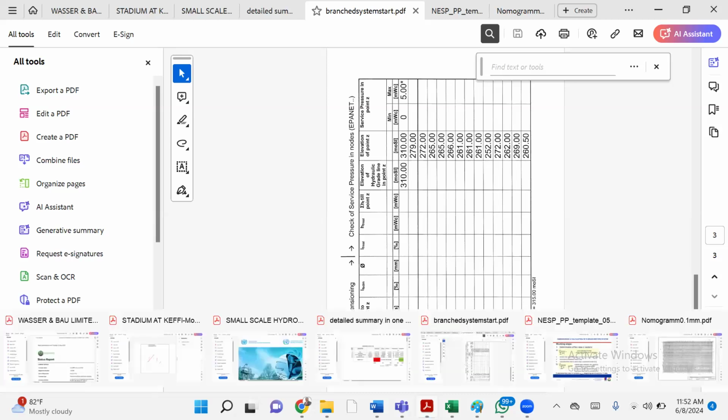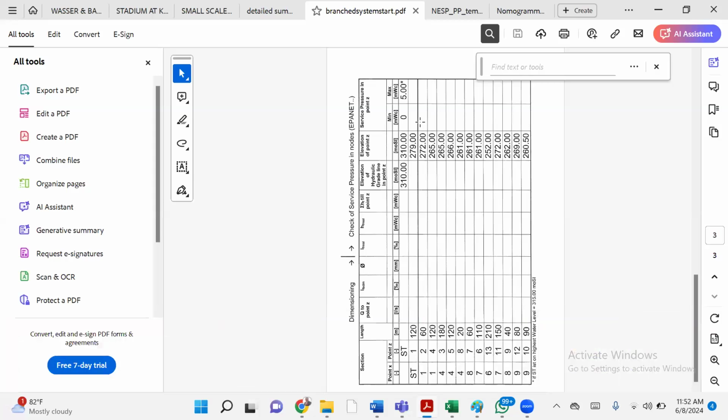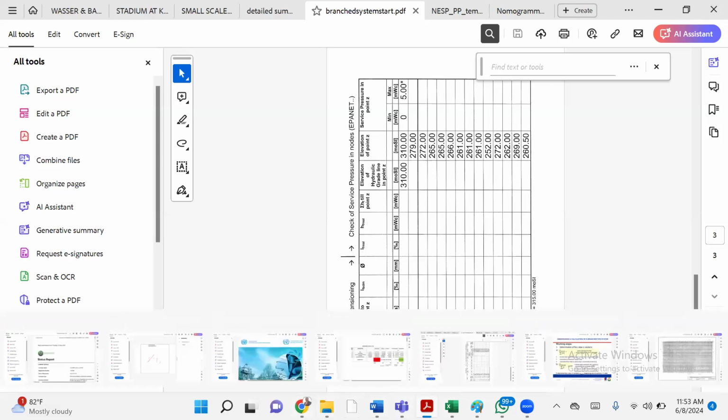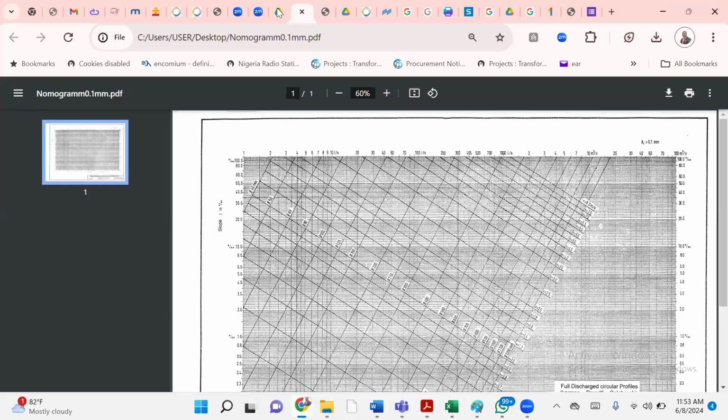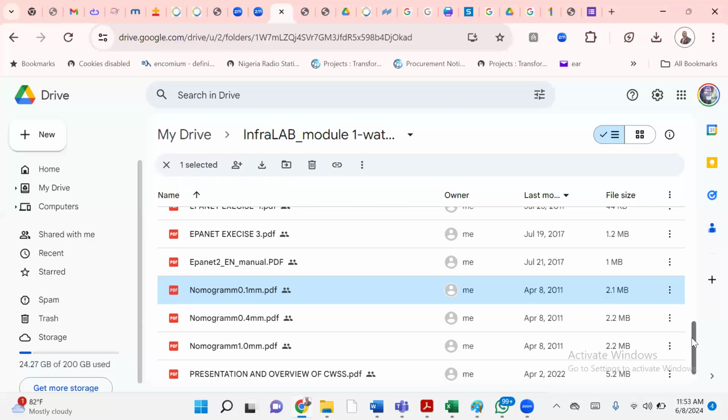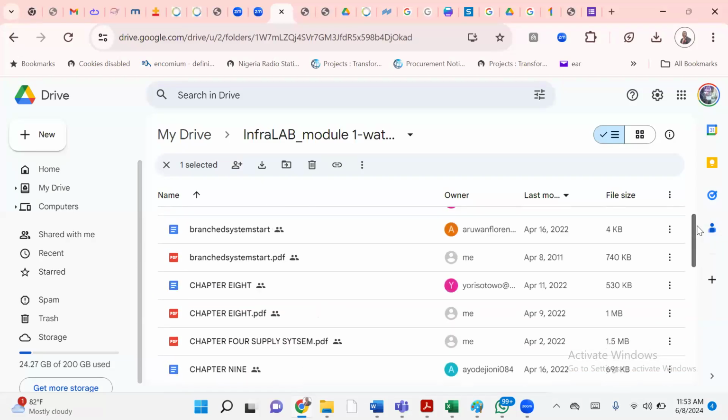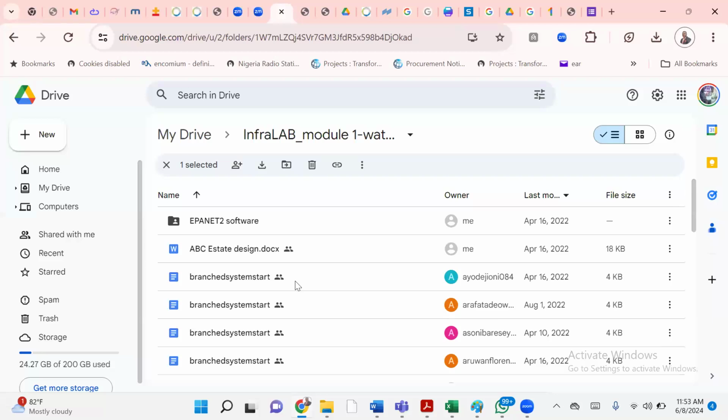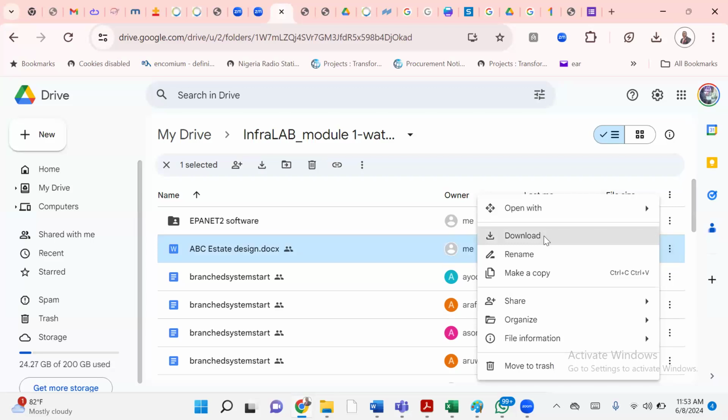So let's go back to our design now. So this is our design, and we are starting now. The first thing you do is fill this chart. You fill the diameter. To fill it, there's something I call ABC design. Can you go back to your drive and download the ABC estate design?